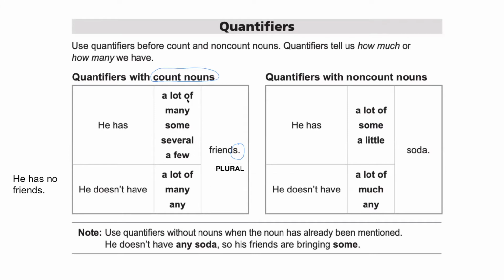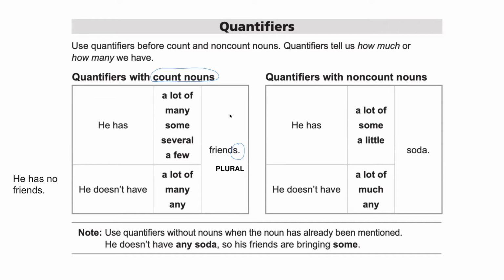Now, once again, you can see here on the screen all of the different types of quantifiers we use. So again, let's just quickly go through them. We have a lot of, many, some, several, and a few. Now, if I want to use them in the negative form, you will notice that some are the same. So for example, a lot of or many. But then the final one, any, is a word that we would use pretty much in the negative form, and we'll use in questions, which we'll talk about in just a moment.